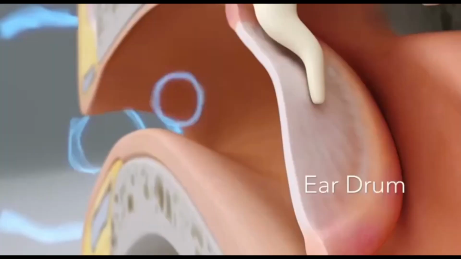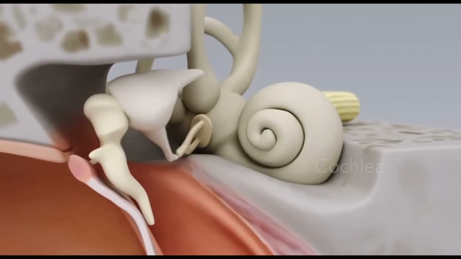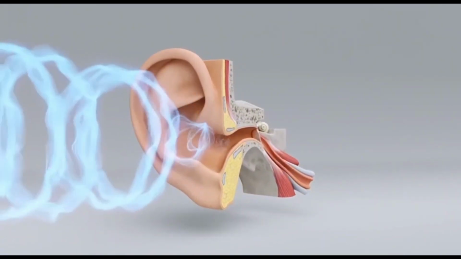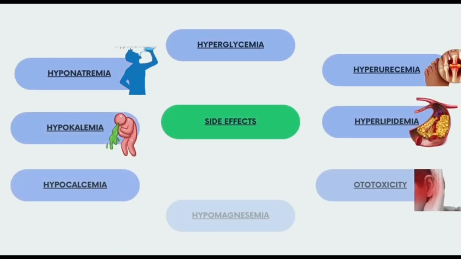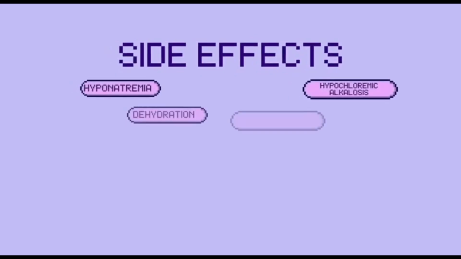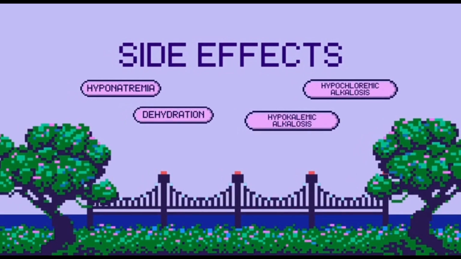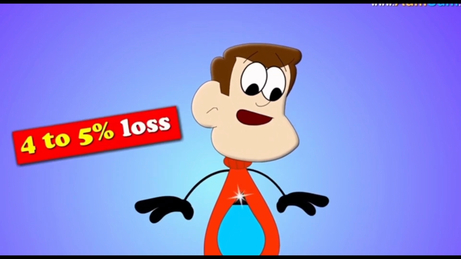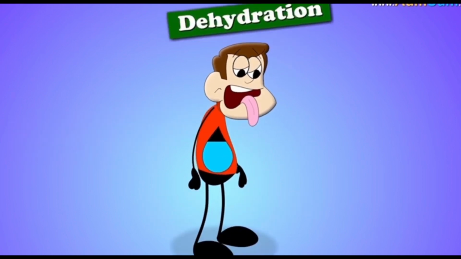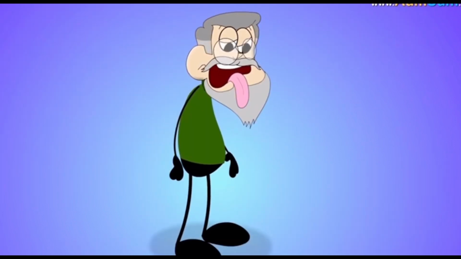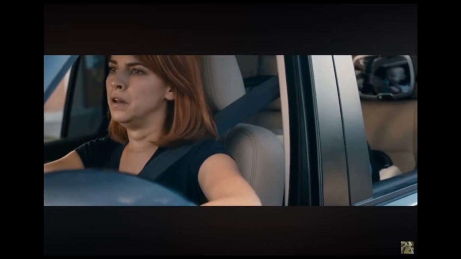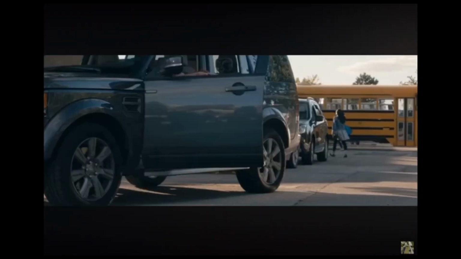And the next one is ototoxicity, which means developing hearing or balance problems. And the next one is hyperglycemia, hyperlipidemia, and also hyperuricemia. Side effects for the thiazides are hyponatremia, dehydration, excessive diuresis, and the next one is hypokalemic alkalosis that is caused by the kidney's response to an extreme lack or loss of potassium. And the last one is hypochloremic alkalosis, which means decline of chloride in the body due to prolonged vomiting and sweating.